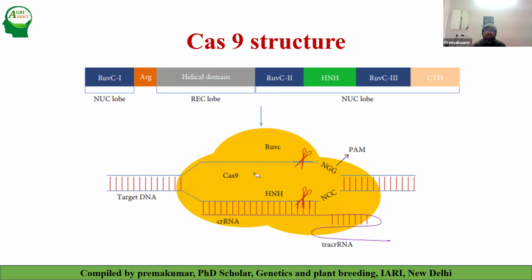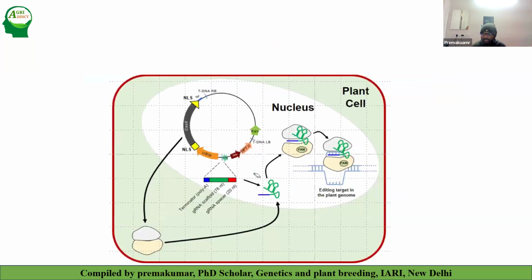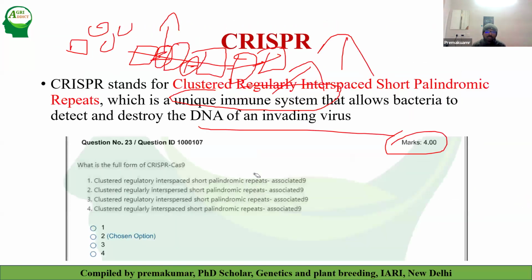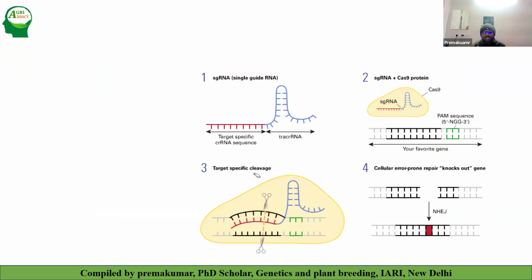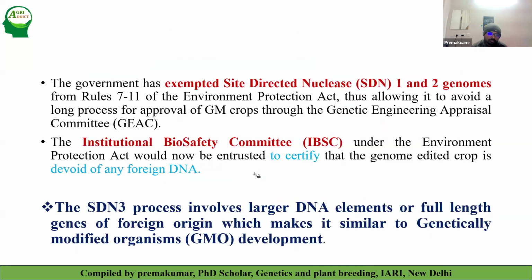That's why you just remember the two domains, RuvC domain and HNH domain, and where your PAM sequence is, and how these components work. If you remember that, it is more than enough. Then what are the mechanisms, what components you need, and how you will introduce them into the plants, we will discuss.